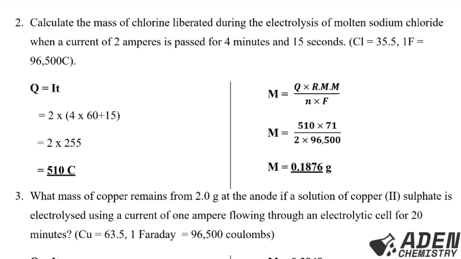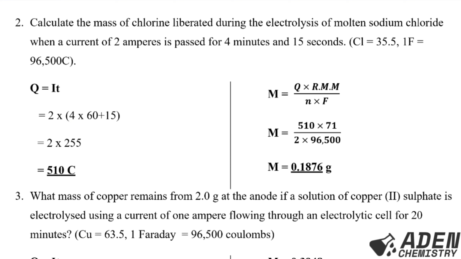Question number 2: calculate the mass of chlorine liberated during the electrolysis of molten sodium chloride when a current of 2 amperes is passed for 4 minutes and 15 seconds. In brackets, we are given the RAM of chlorine, that's 35.5, and we are told 1 Faraday is equal to 96,500 coulombs. So we can use the same formula. First of all, we get Q. Q is given by IT, where I is the current, measured in amperes. So we have 2 multiplied by time. The time is 4 minutes and 15 seconds.